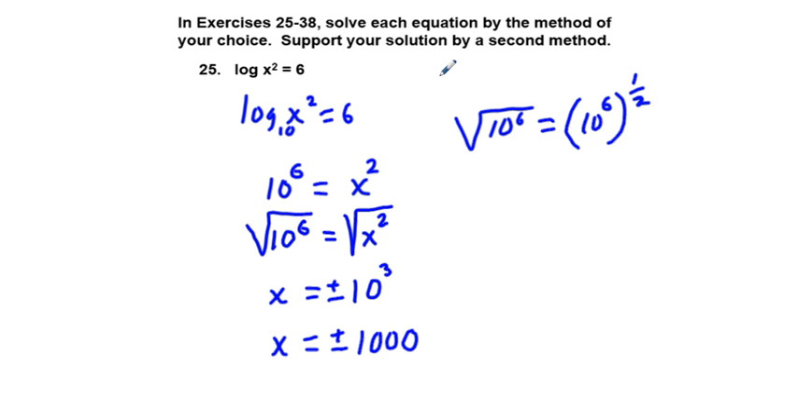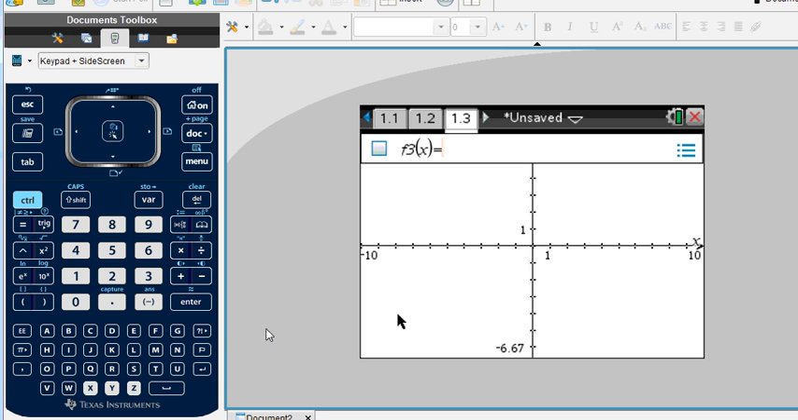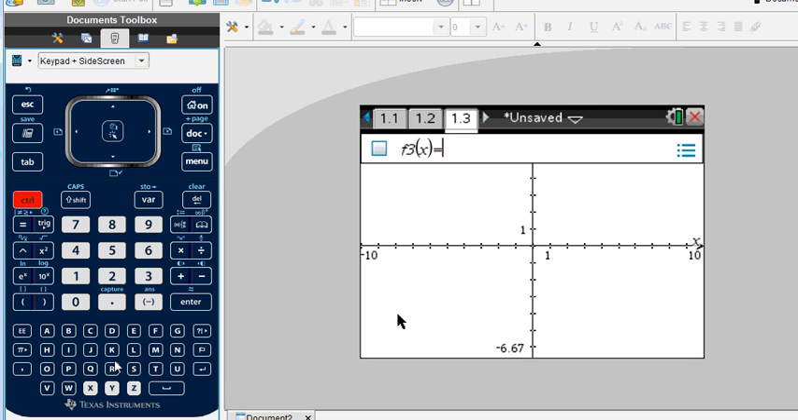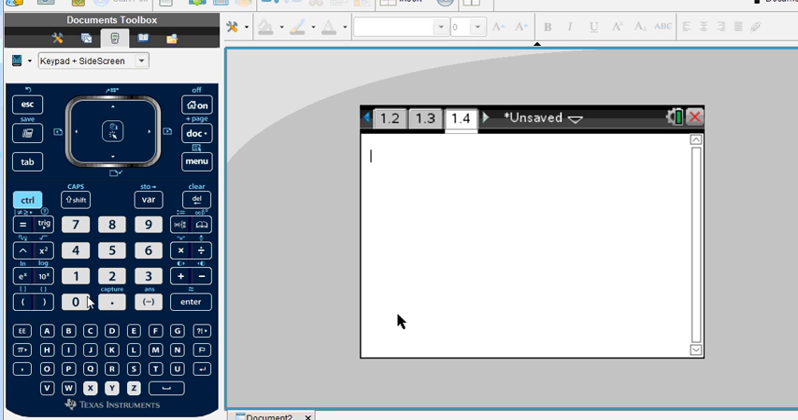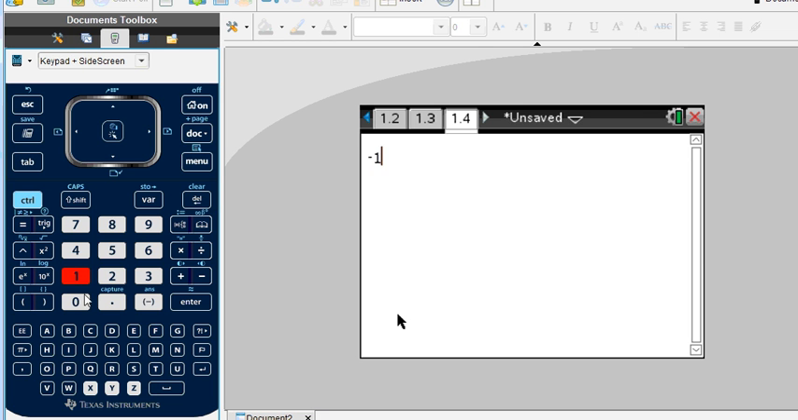Next it says support our solution by a second method, so we'll use a check method. Now I think I'm going to use the negative 1,000. We can check the positive too. I'm going to press Control I and get an Add Calculator, and try negative 1,000. In storage, I'm going to press Control Vars and use A. So there we have negative 1,000 stored.